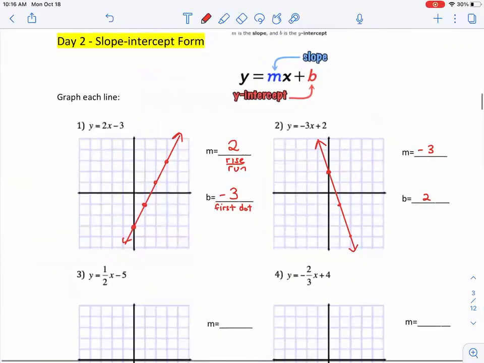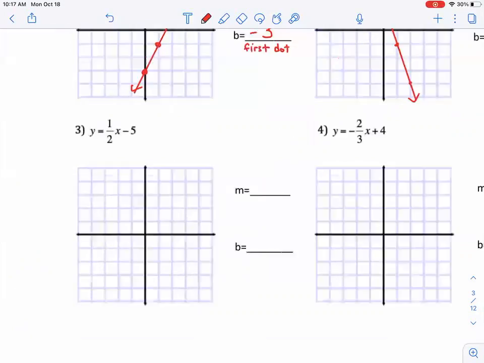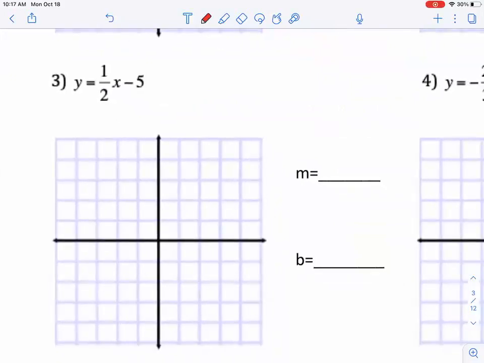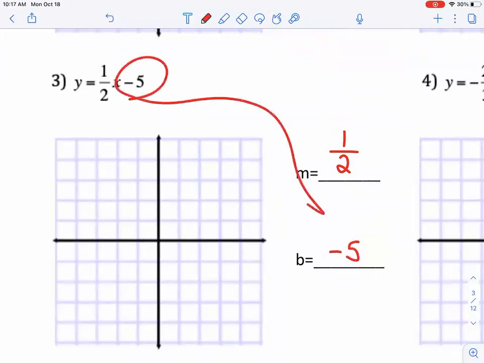All right, I'm going to do one more, and then I'm going to have you guys do the next one. So which one do you want me to do, 3 or 4? 3. All right, I'll do 3. So we have a slope of 1/2. That's the number in front of x. And we have a y-intercept of -5, because that is the number on the end.